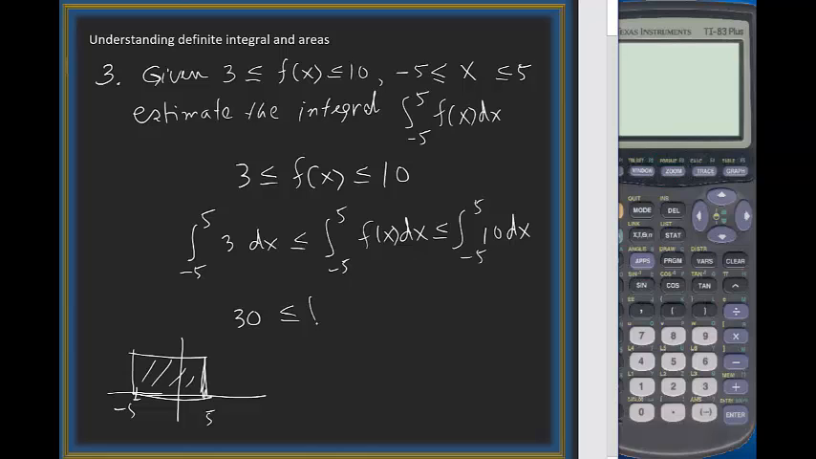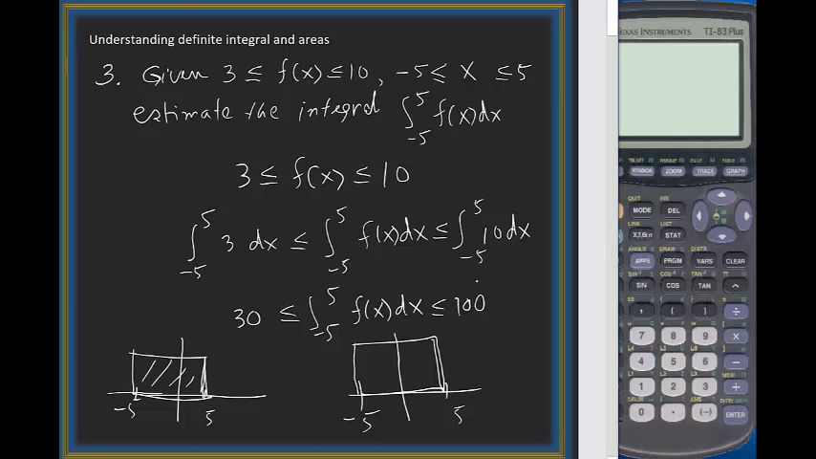Less than or equal to the integral negative 5 to 5 of f(x) dx. Less than or equal to, same thing happens there. So we have again negative 5 to positive 5. Now in this case our height of the rectangle is 10 units. So then the area will be 10 times 10 is 100. So then we are getting 100. So the estimation of this integral will be between 30 and 100 and we are done.